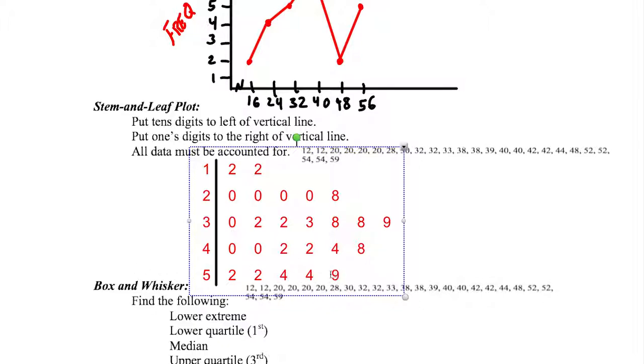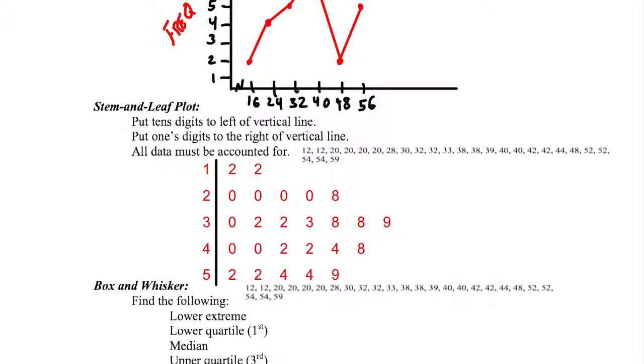So counting, 1, 2, 3, 4, 5, 6, 7, 8, 9, 10, 11, 12, 13, 14, 15, 16, 17, 18, 19, 20, 21, 22, 23, 24, 25. That's my set of 25 values. And notice when I count it, I only counted these ones because these over here just represent the first part of that number.